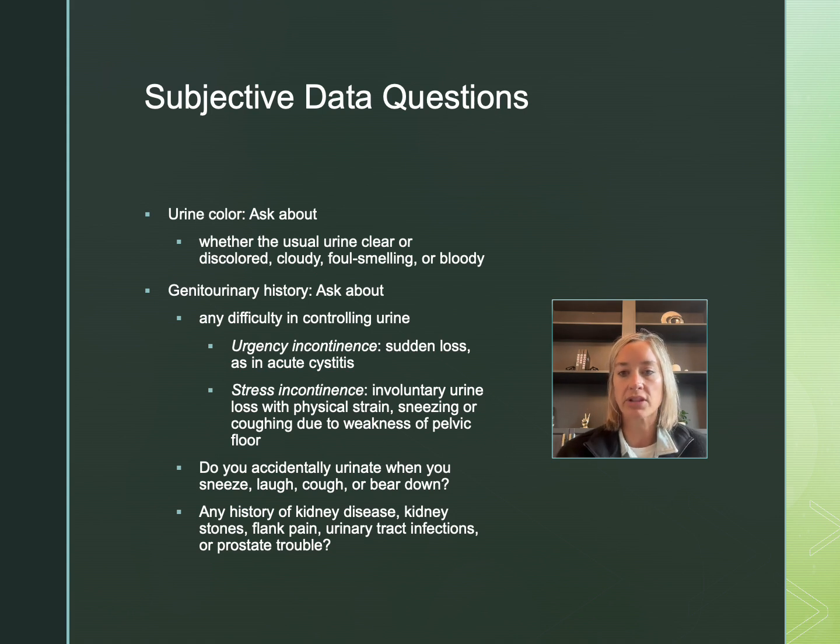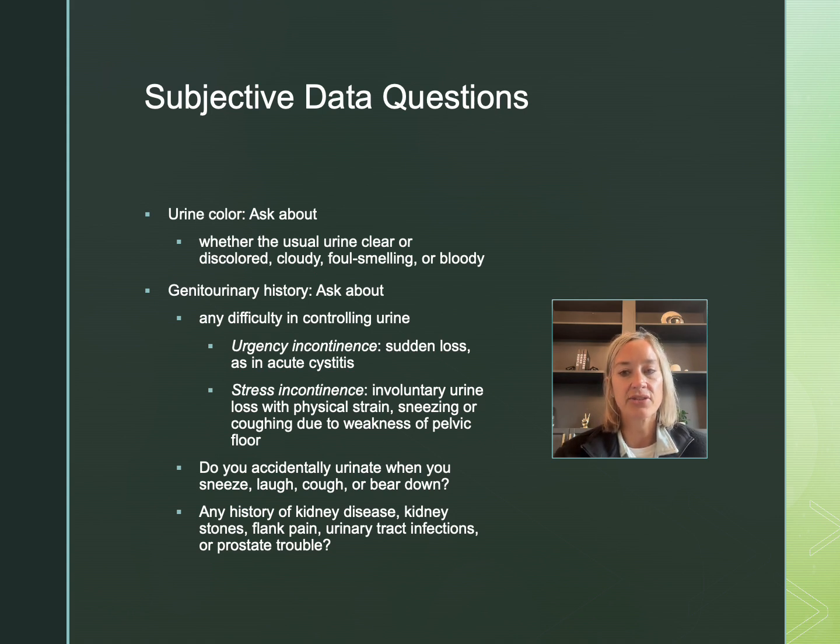For genitourinary history, start with control issues. Have you had any trouble controlling your urine? Then clarify with questions about urgency incontinence, which is a sudden loss often seen with bladder infections, and stress incontinence, which is a loss of urine with physical activity, often due to weakened pelvic floor muscles. This distinction helps us determine what type of incontinence might be present. Next, you can ask about specific triggers. Do you ever accidentally leak urine when you sneeze, laugh, cough, or bear down? Understanding the triggers gives us clues about the cause and possible solutions.